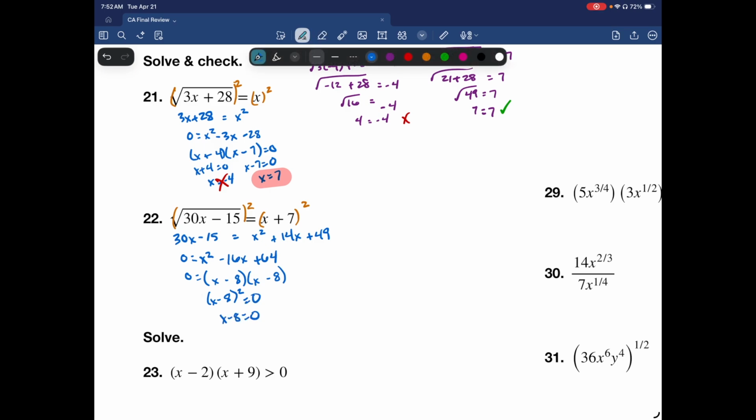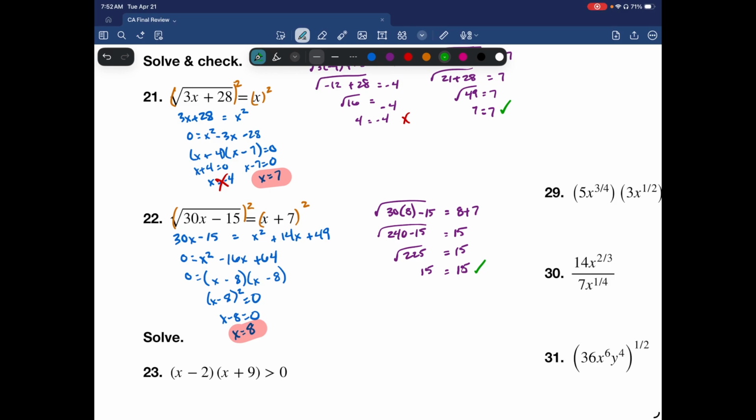So x minus 8 equals 0, x equals 8. Once again, you want to check it out, make sure it works. So you've got the square root of 30 times 8 minus 15 equals 8 plus 7. That's going to be 240 minus 15, the square root of 225 equals 15. And the square root of 225 is 15, so that all checks out. So I get to keep my 8.